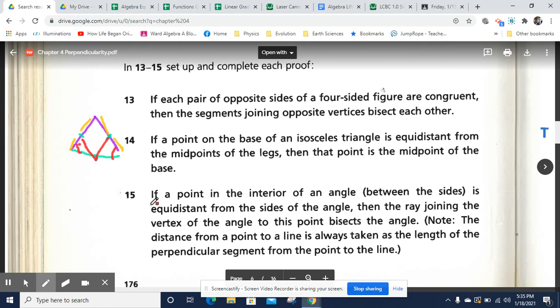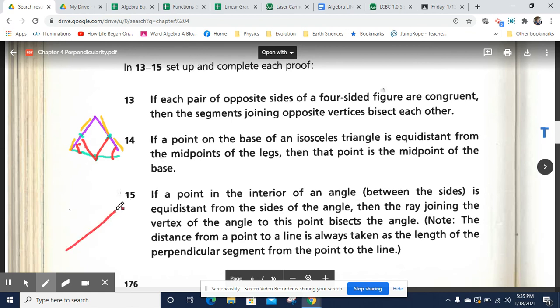The last one, this is what is happening in that drawing. So you've got to draw it. If a point in the interior of an angle is equidistant from the sides of that angle, then the ray joining the vertex of the angle to that point bisects the angle. Notice that the distance from a point to a line is always taken as the length of the perpendicular segment from the point to the line.